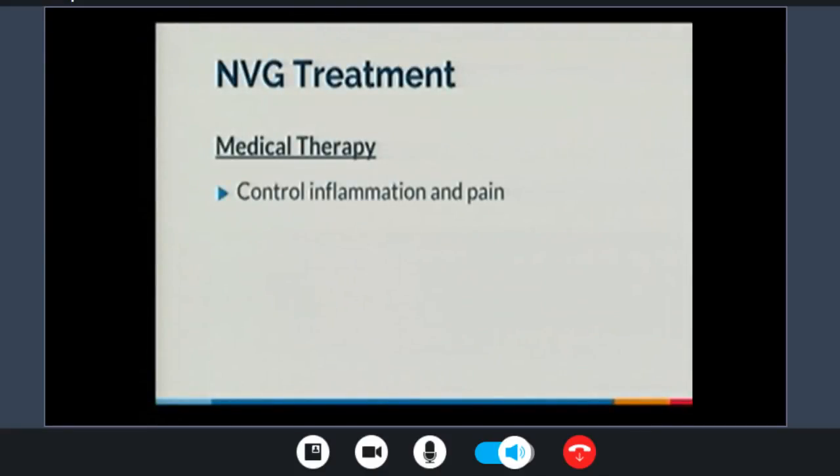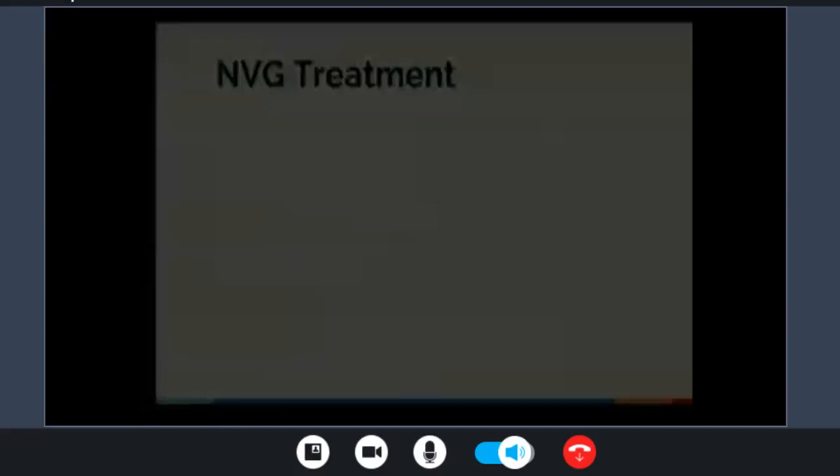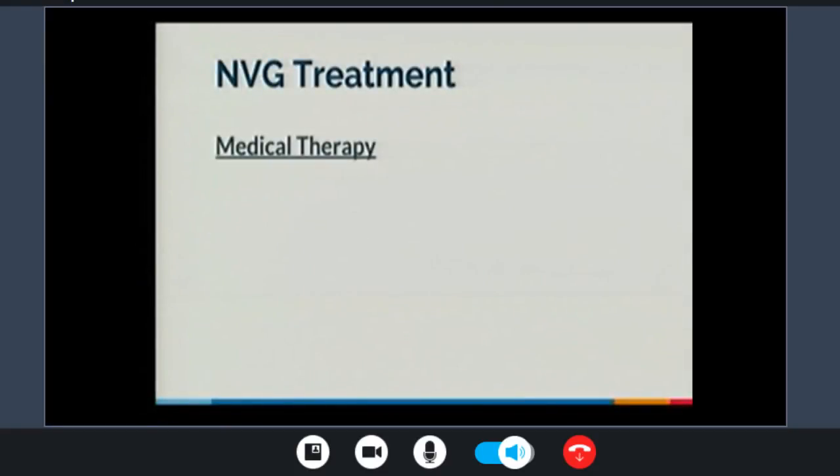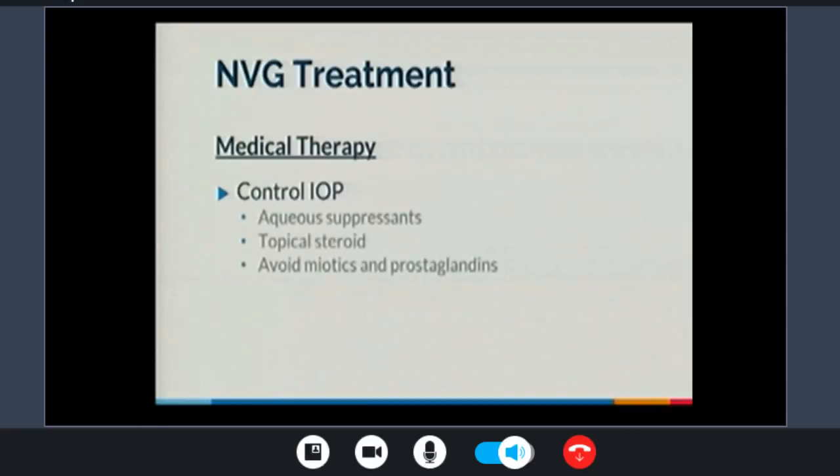So what is the medical therapy? Of course, we have 2 problems now, the pain and inflammation and the elevated intraocular pressure. Pain and inflammation can be controlled by cycloplegia, nothing better than atropine, and topical steroid. And for the elevated IOP, of course, aqueous suppressants with the beta blockers, acetazolamide, and so on. And again, steroid is mandatory.